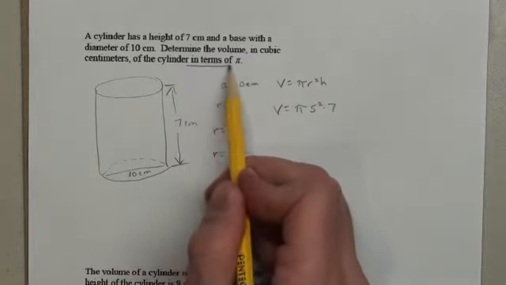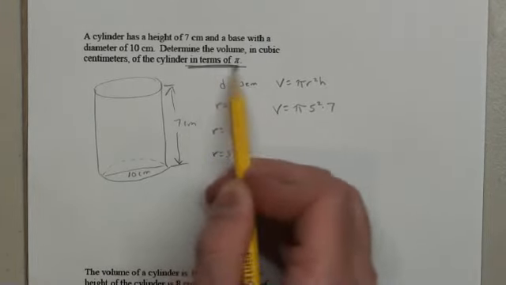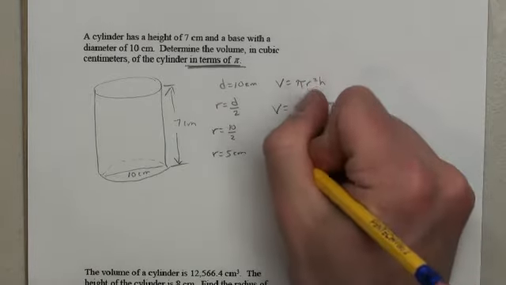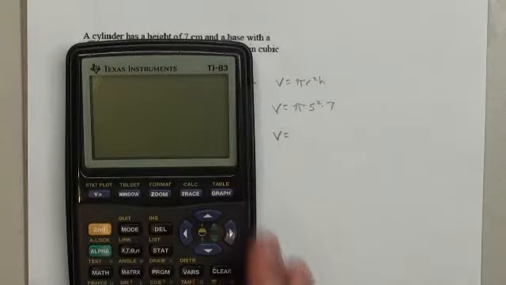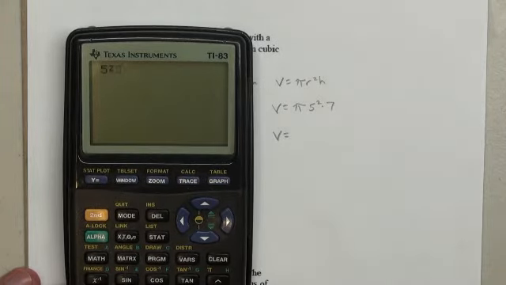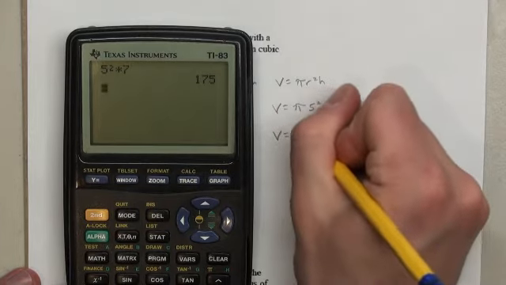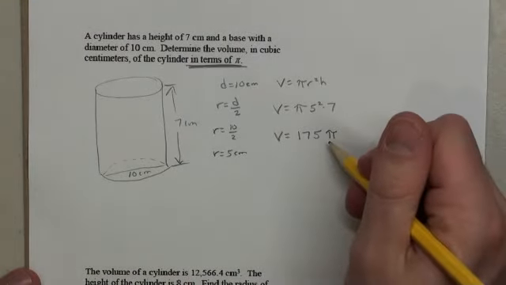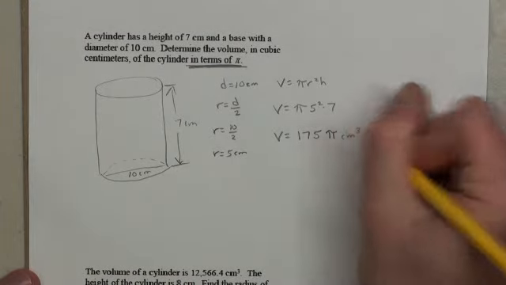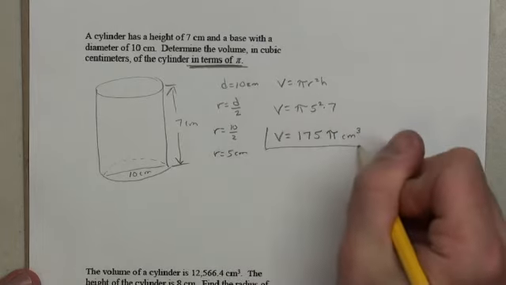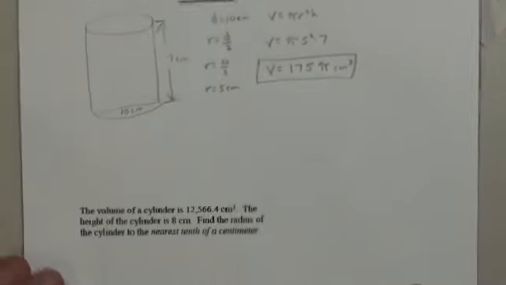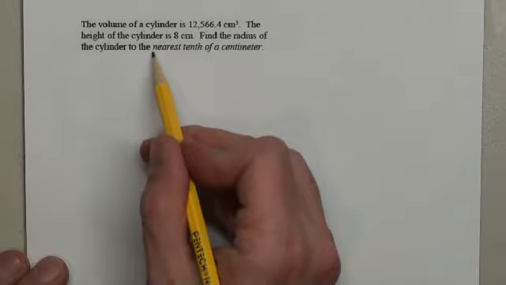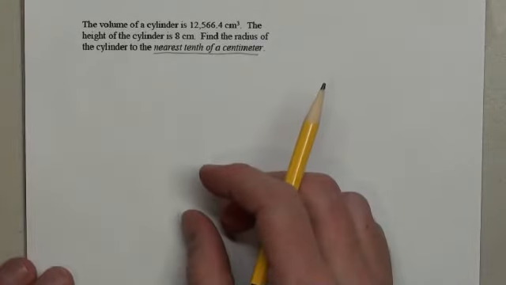And now look, in terms of pi, okay, that means that we leave pi in the answer. So volume equals, we just do 5 squared times 7. We get 175 and we leave pi in the answer. 175 pi centimeters cubed. Okay? Always watch out for that. Now in this one, I'll tell you right now, we don't keep pi in the answer because it says nearest tenth of a centimeter. So I know we're going to be putting pi into the problem.